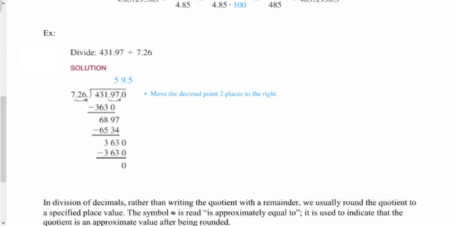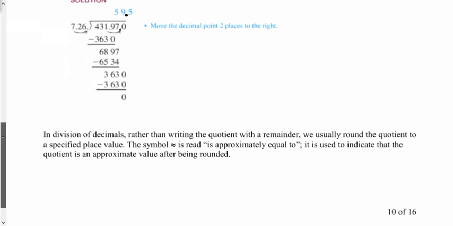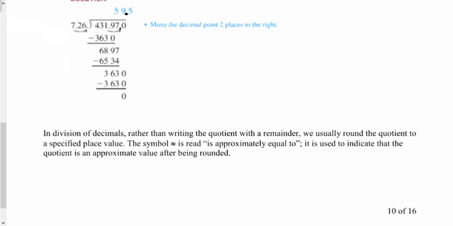Then what you do is you take this decimal, whatever it is, and you just bring it straight up. I know this one's kind of diagonal, I'm sorry. But you always just bring that decimal straight up and then keep track of everything else after that. Okay, let's do a few of them together.